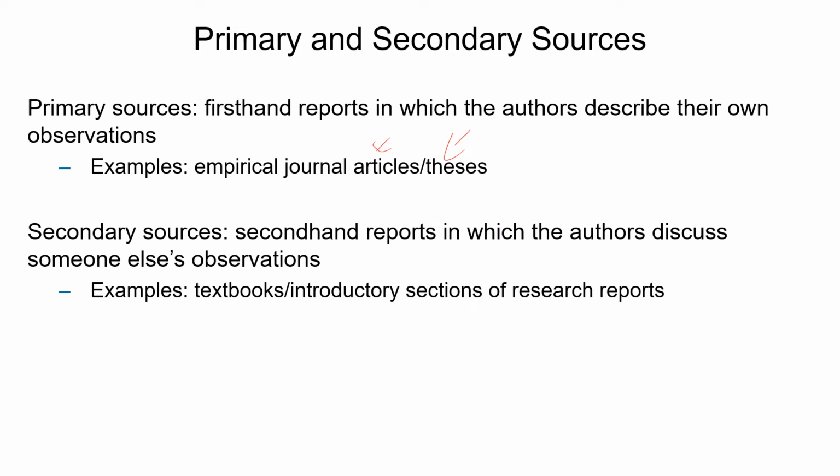Secondary sources are where the authors discuss someone else's observations. An example is the introductory sections of research reports, the introduction of a study. It's sometimes as little as 1 page long, sometimes as much as 50 pages long. But the intro is basically the author of that specific study talking about previous studies that have been done that led them to their current study.